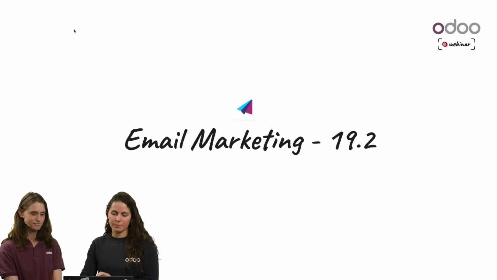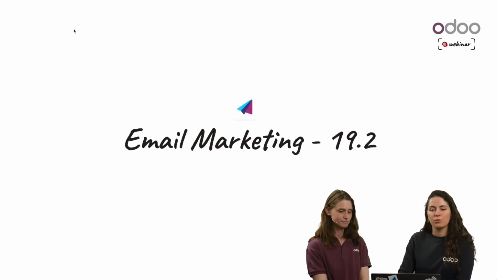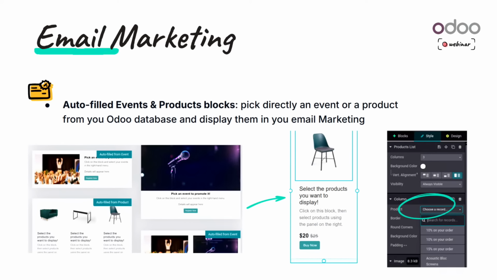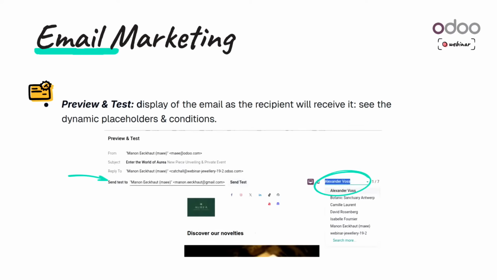So to summarize, in email marketing in version 19.2 of Odoo, we have new product blocks and event blocks, so everything is gathered in one place. You don't have to leave the email marketing app. You can display everything directly from there. We have the preview and test that is brand new as well, so you will see what your end recipient will see, both dynamic placeholders as well as conditions on the content.